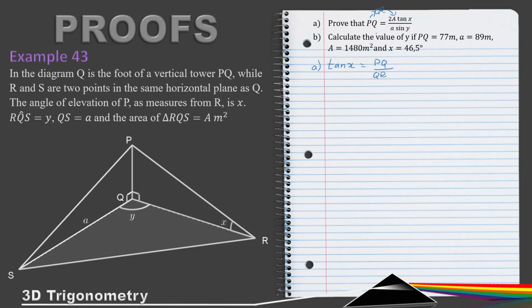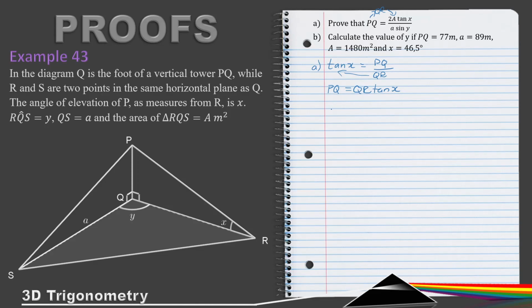And I want PQ in terms of QR, so I need to solve for PQ. We're just going to take QR up. Then we have PQ is equal to QR tan of X. Okay, so that's done. Next, we need QR in terms of the area. So here we're going to start by writing the formula for the area.